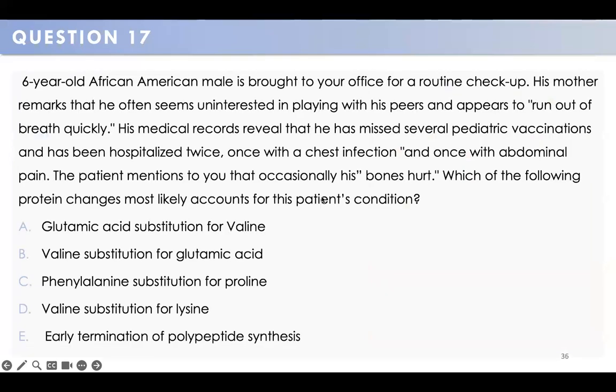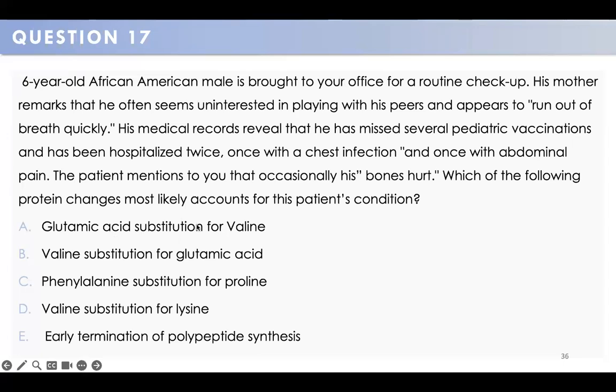Okay, question 17. A 6-year-old African-American male is brought to your office for a routine checkup. His mother remarks that he often seems uninterested in playing with his peers and appears to run out of breath quickly. His medical records reveal that he has missed several pediatric vaccinations, and he has been hospitalized twice, once with a chest infection and once with abdominal pain. The patient mentioned that occasionally his bones hurt. Which of the following protein changes most likely accounts for this patient's condition?